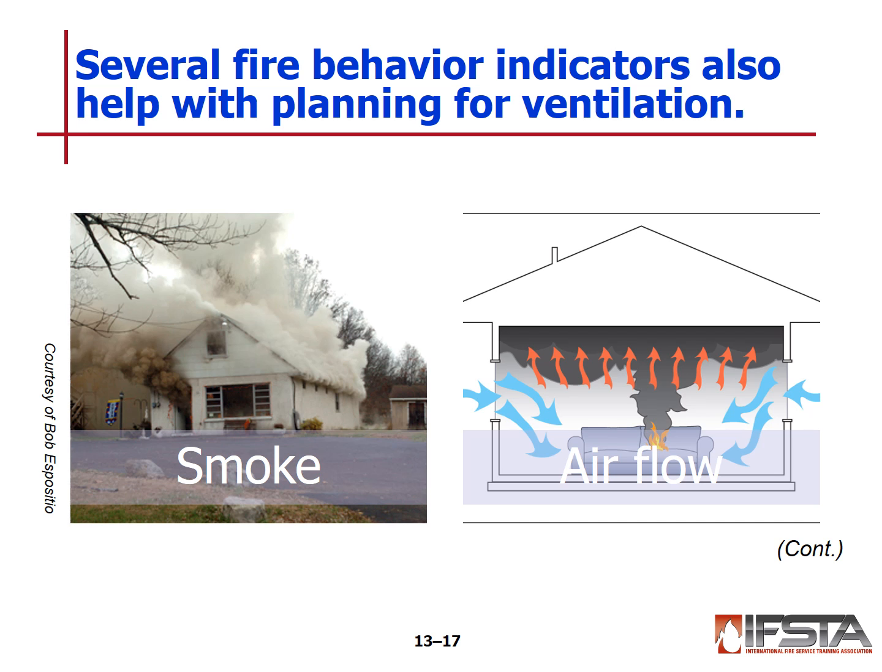Several fire behavior indicators are also going to help with our planning for ventilation. We need to look in and know what our smoke is doing, what it's telling us. In the picture we've got here on the left-hand side, I can tell you that it's some pretty nasty stuff coming out the front. And then you've got some pretty white smoke coming up around the eaves and through the roof. So it tells me whatever's burning is probably pretty close to the front door.